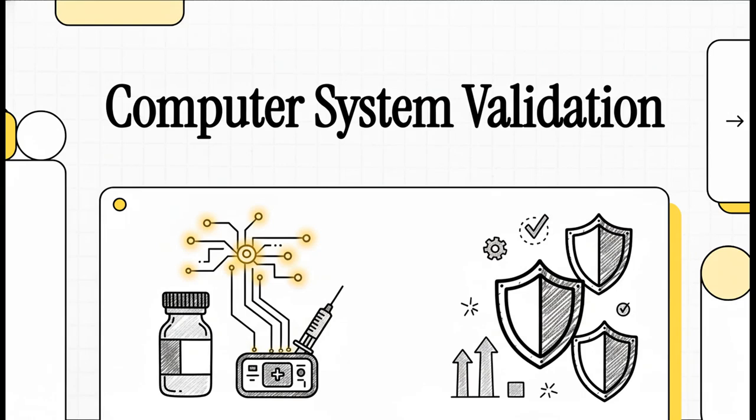In the high-stakes world of life sciences, we're talking pharmaceuticals, medical devices, you name it, the software that runs everything is under a microscope, and for good reason. It's not just about things working smoothly, it's about patient safety. So today, we're going to break down the absolutely critical process that makes sure this digital backbone is rock solid. Computer System Validation, or CSV.